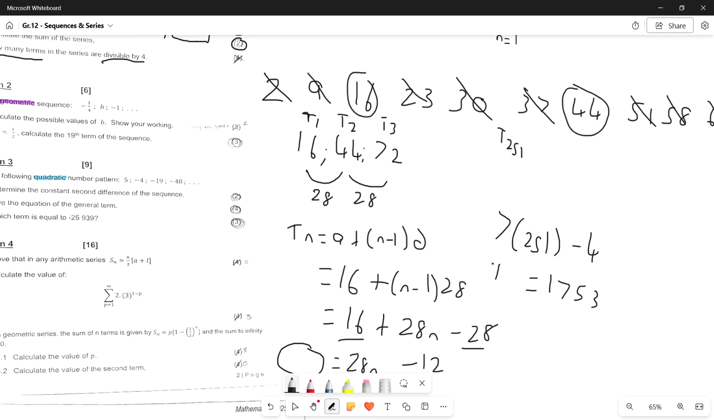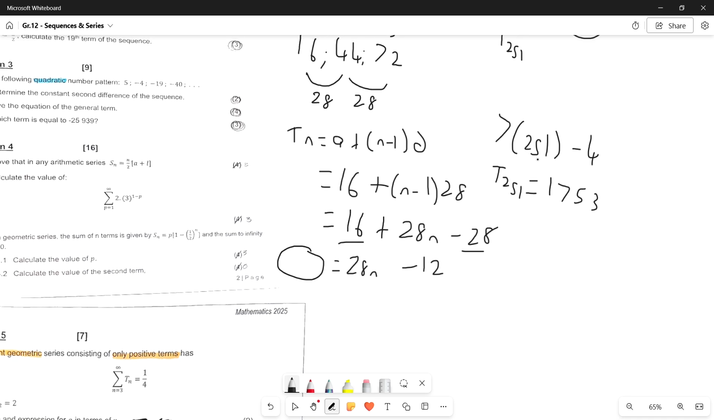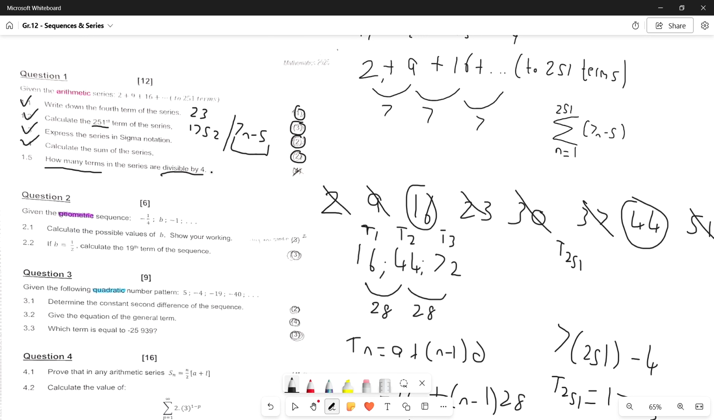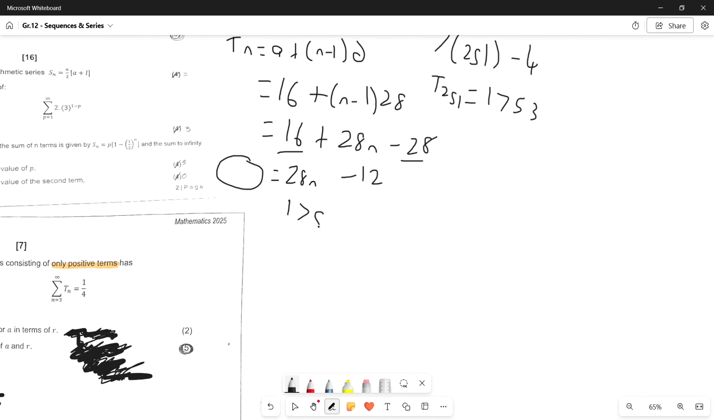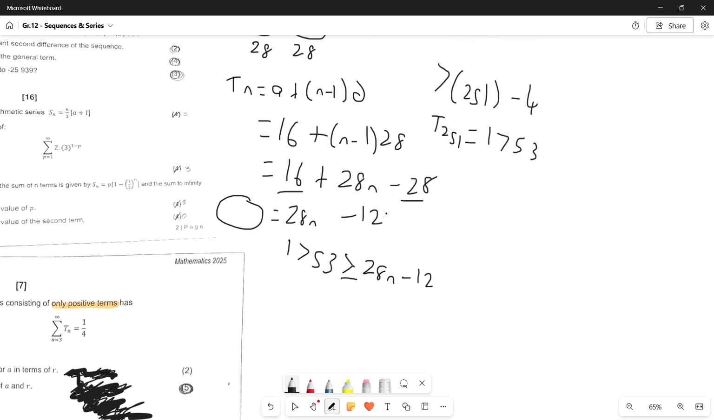And now we need to see how many terms in this new arithmetic sequence are less than or equal to this output value of T251, because we want to know how many terms in the series are perfectly divisible by 4. So over here, we're going to plug in our value of T251, and we're going to see where this new arithmetic sequence is less than or equal to that value, because it might not be perfectly divisible, which means we'll then have to take the first round number that is less than it. From there, we have our value of T251, we have our inequality, and we have the arithmetic sequence of the numbers that are divisible by 4.